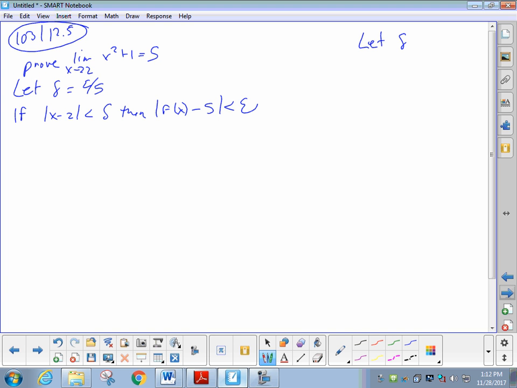All right. So the idea then is you go from f minus L back towards x minus 2, and this is your delta. Okay. So let's start here. F minus L.